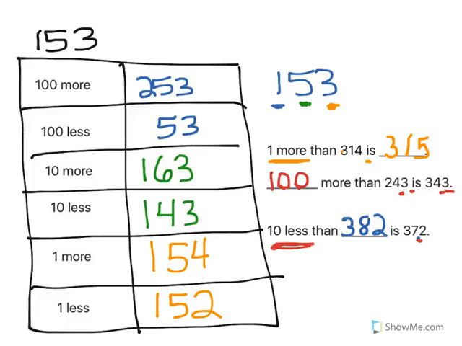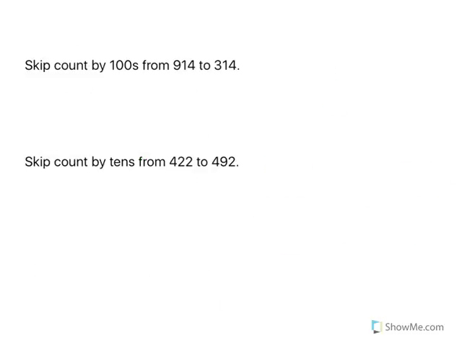Use your place value strategies and what you know about the ones, tens, and hundreds place to help you add 100 more, 100 less, 10 more, 10 less, 1 more, or 1 less, or to fill in the blanks of sentences to help you figure out what the missing numbers are. On the next page, we're going to work on our skip counting. We're going to be using skip counting to help us answer these problems.